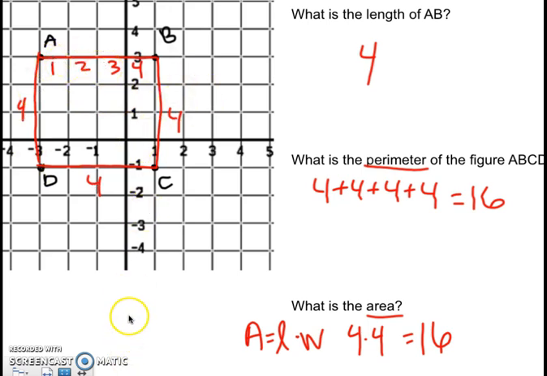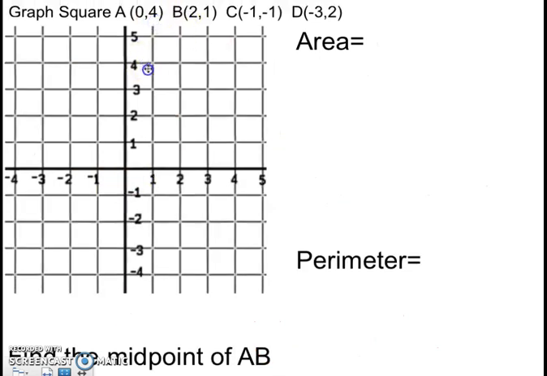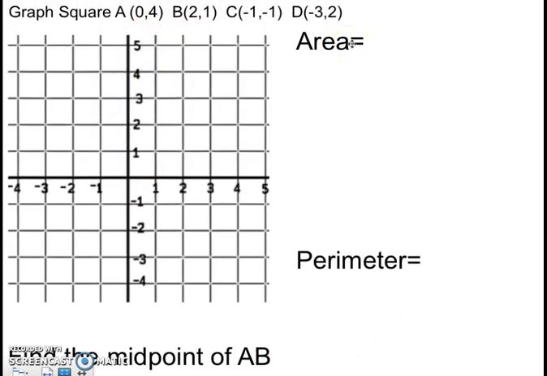However, these problems obviously get harder. So if you look, now we're going to have to graph a square. First off, I'm going to graph (0, 4), and I'm going to label that point A. And then I would graph B, which is at (2, 1). C is at (-1, 1). And then D is at (-3, 2). Okay, so now if I connect my shape, I notice that it's a square turned on its side.